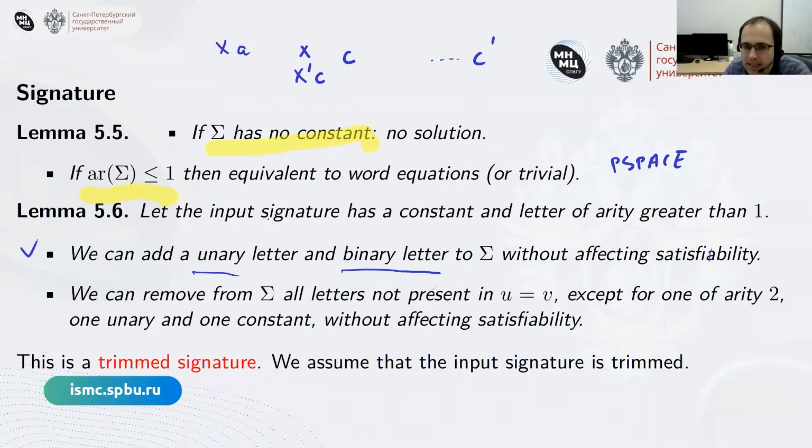Okay, so for the remainder of the proof, we just fix some symbols of arity 2, arity 1, and arity 0. Let them be F, A, and C. And we always assume that the signature of the equation consists of letters that we can see in the equation plus those F, A, C from the original signature. Those are the binary, the unary, and the constant. This will be called a trimmed signature. So if we have an equation, then the trimmed signature is just the signature of letters in the equation plus those three symbols.